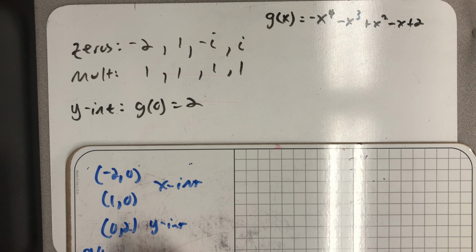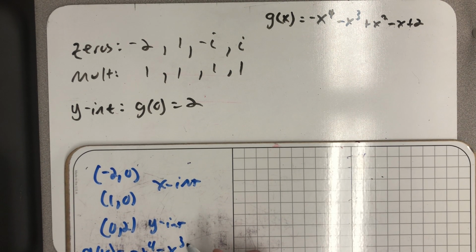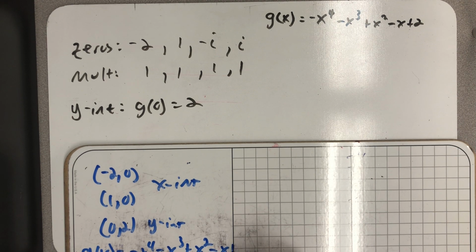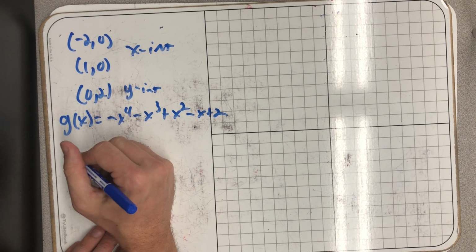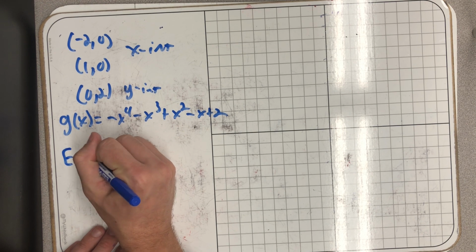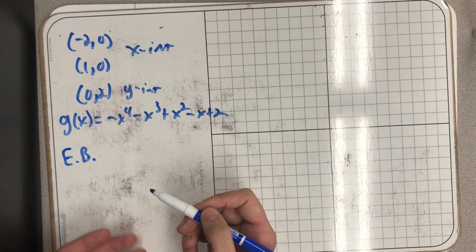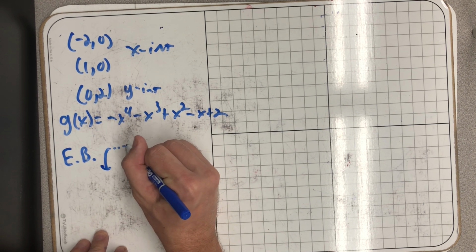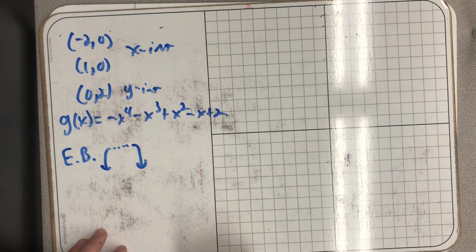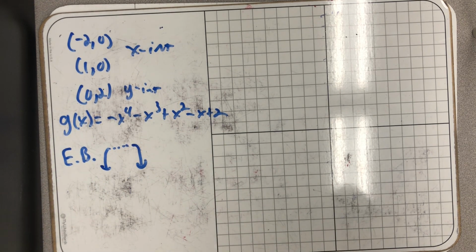And the function g of x was minus x to the fourth minus x cubed plus x squared minus x plus 2. Before I even graph this one, I'm going to think about its end behavior. Here I have an even degree. The degree is 4. And with that minus out front, I know on both ends the shape of my graph will be like that. It's going to fall to the left and fall to the right.